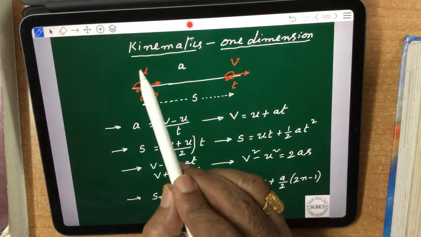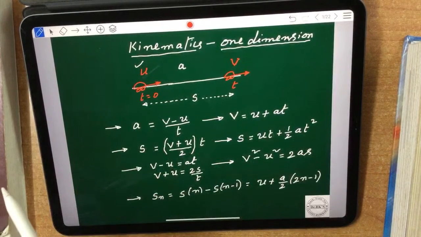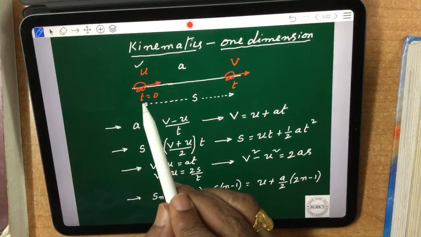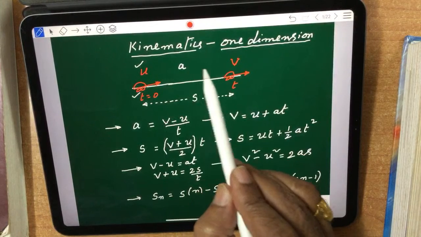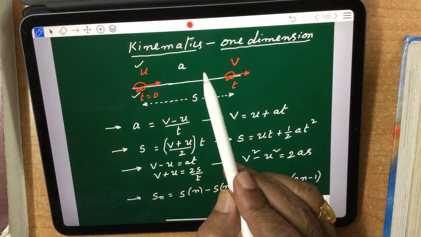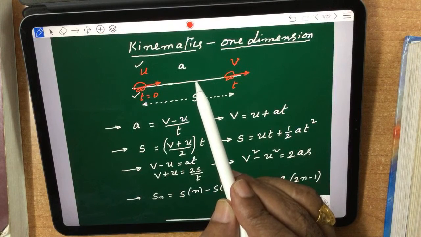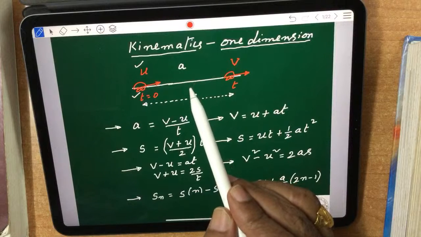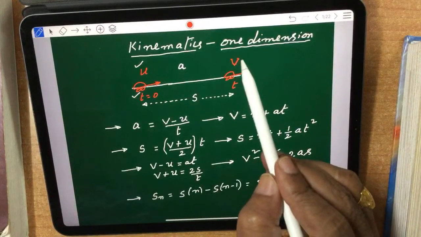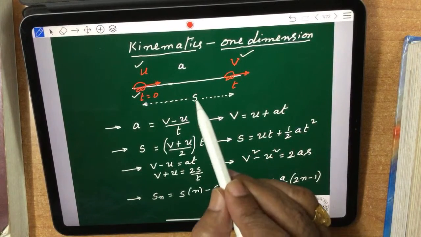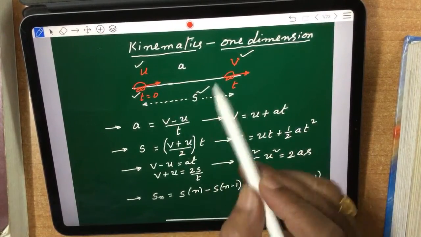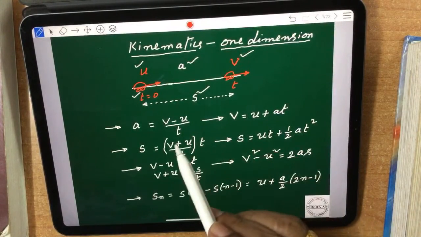Let u be the initial velocity of a body, that is, at t equal to 0. It accelerates uniformly. Uniform acceleration means equal changes in velocity take place in equal intervals of time. Then we say uniform acceleration. After time t, its velocity is v, and the total displacement is s. Its acceleration is a. These are the terms you already know.